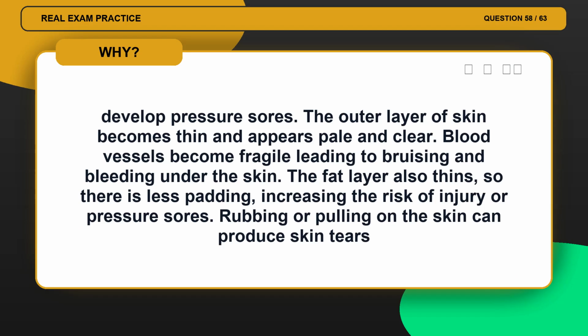Develop pressure sores. The outer layer of skin becomes thin and appears pale and clear. Blood vessels become fragile, leading to bruising and bleeding under the skin. The fat layer also thins, so there is less padding, increasing the risk of injury or pressure sores. Rubbing or pulling on the skin can produce skin tears.